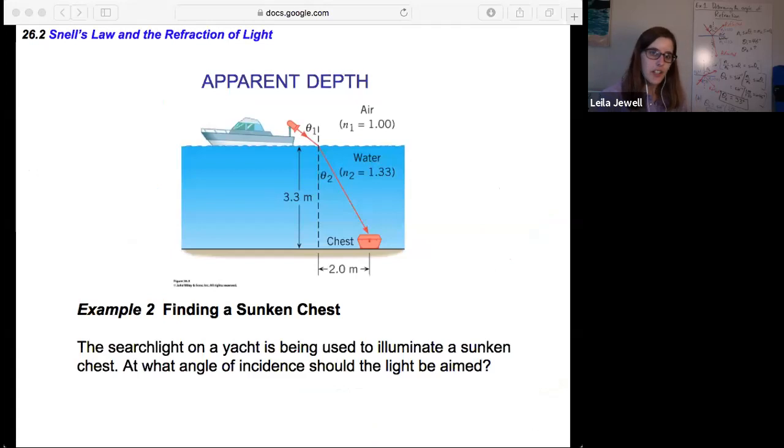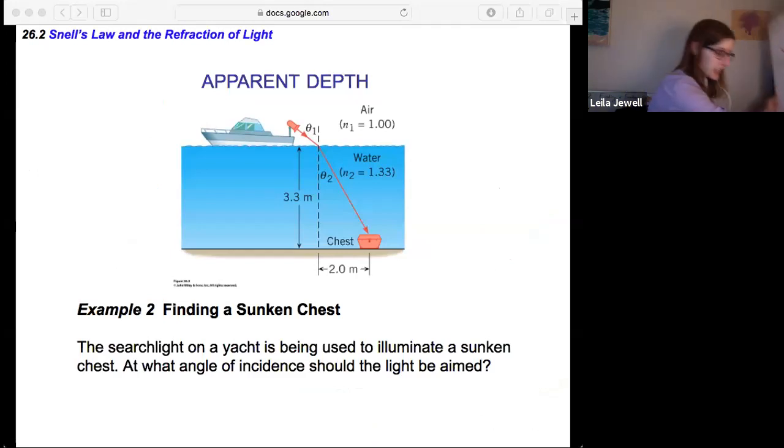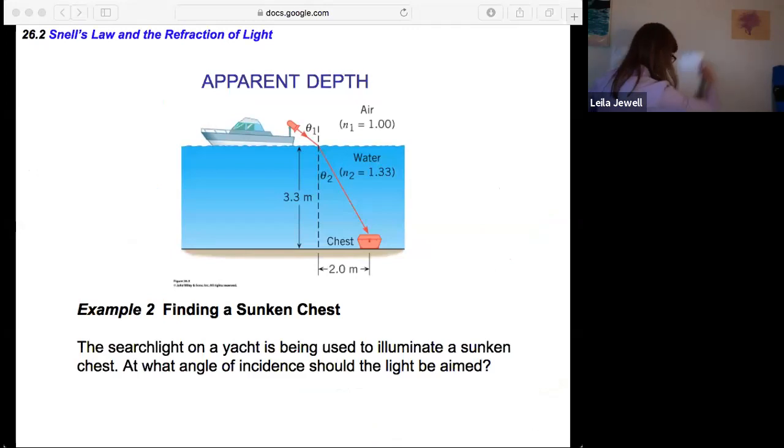Okay, another cool application here is the idea of apparent depth. So here's an example that highlights it pretty well, and that's finding a sunken chest. It says the searchlight on a yacht is being used to illuminate a sunken chest. At what angle of incidence should the light be aimed? So I started drawing the setup of this.